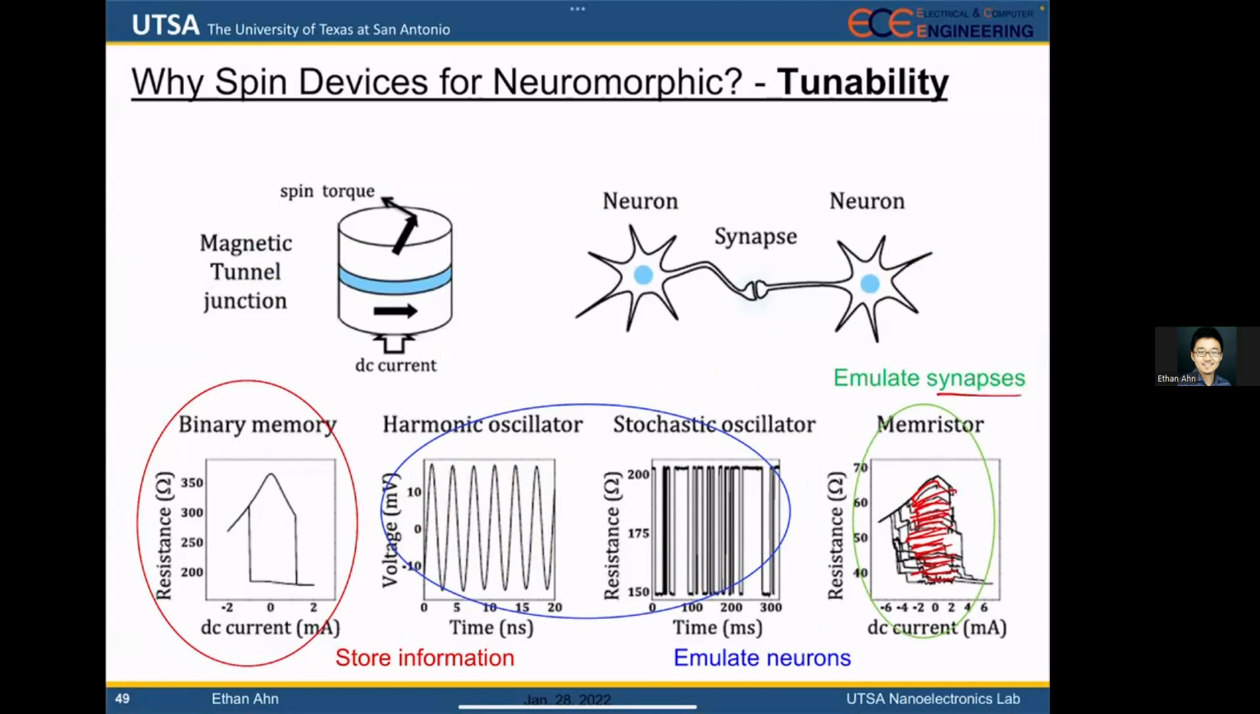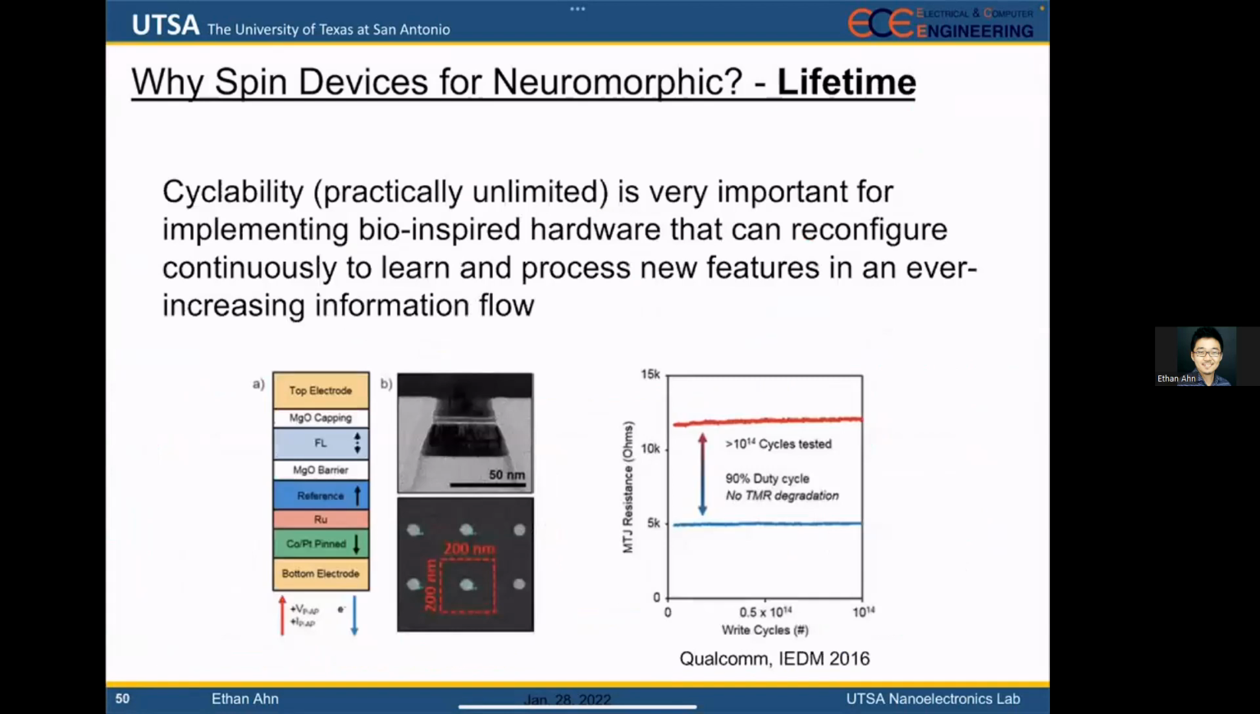So tunability: it can be tuned to be used as a conventional storage memory element, or even as a synapse or neuron, and they can be tuned very well. That's really interesting and promising for spin technology here.